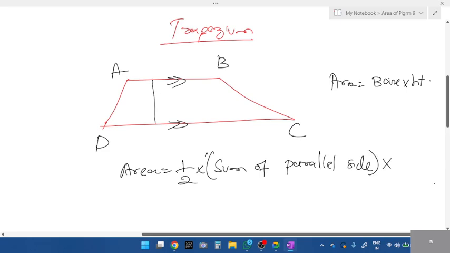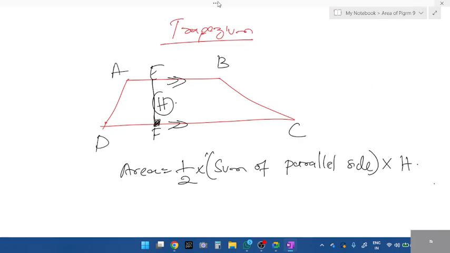How do you find the distance between them, students? If I draw a straight line, I can find distance EF, right? That distance, can I take it as h? Into h. Yes, this is the formula. Simple concept. Area of a trapezium is half into sum of parallel sides into h.